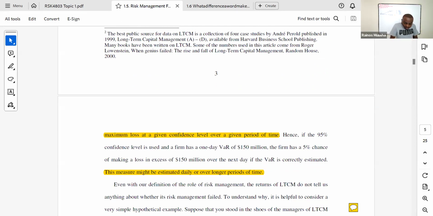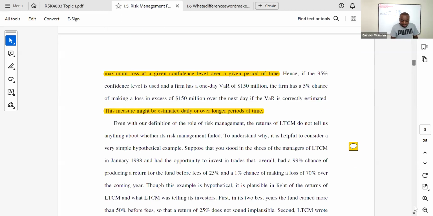So this measure of value at risk, they are basically saying that this measure might be estimated daily or over longer periods of time. So you can calculate the value at risk on a daily basis, or you can even calculate the value at risk over a longer period of time. For example, from the daily value at risk, you can be able to use it to estimate your value at risk over a longer period of time, like over 4 days, over 90 days, or whatever period of time that you're going to be given as well.